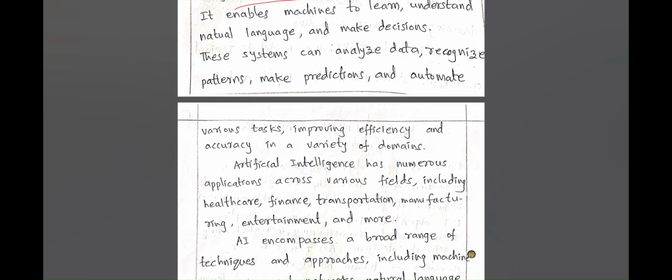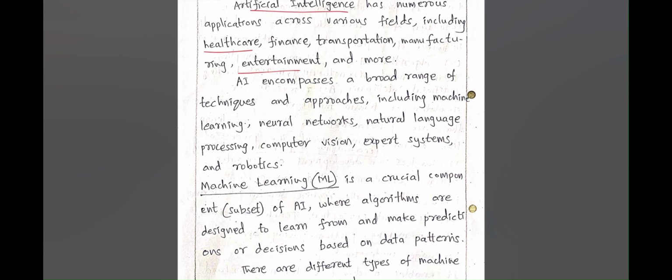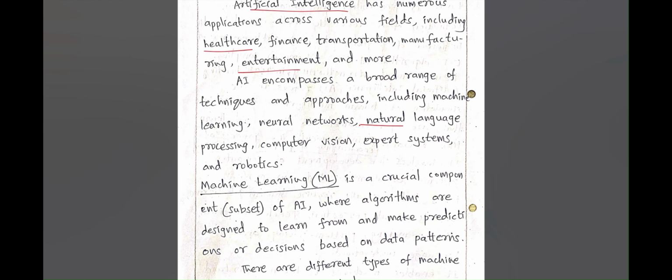You can see the applications of AI here. Artificial intelligence has numerous applications including healthcare, finance, transportation, manufacturing, entertainment, and many more. AI comprises a broad range of techniques and approaches including machine learning, neural networks, natural language processing, computer vision, expert systems, and robotics. When we discuss ML, machine learning is a crucial component of AI where algorithms are designed to learn and make predictions and decisions on their own based on the data patterns given to them.